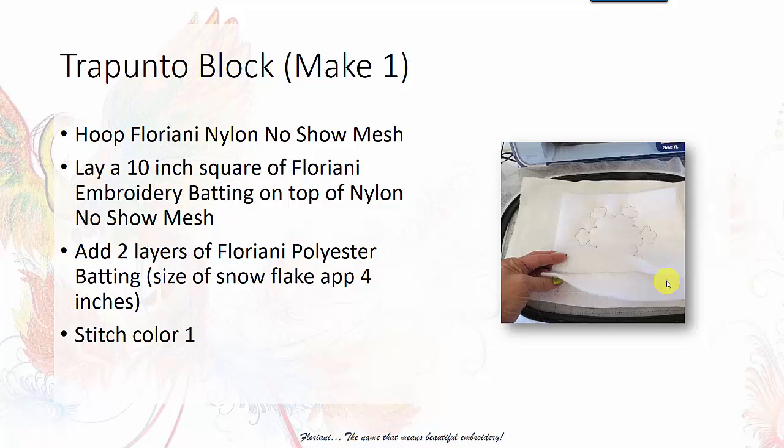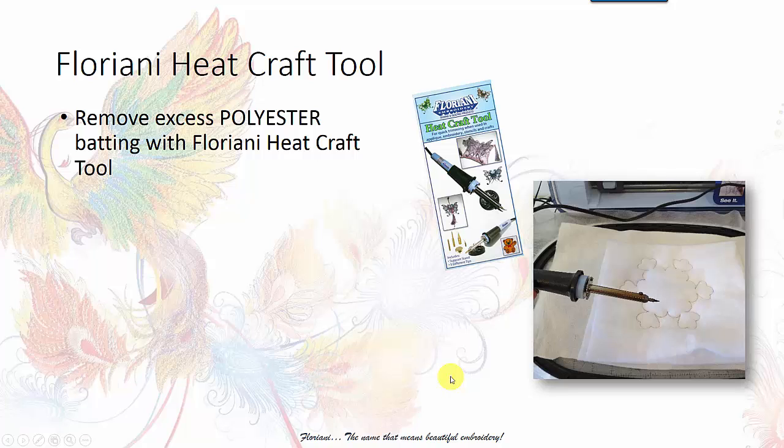It really needs to be cotton because we're going to put 2 layers of our Floriani polyester batting, and you can cut the polyester batting about 4 inches square and put that on top and stitch out color 1. So it stitches out this little tack down stitch, and we want it to stitch over the top of all of our batting. Next, we're going to use this heat craft tool.